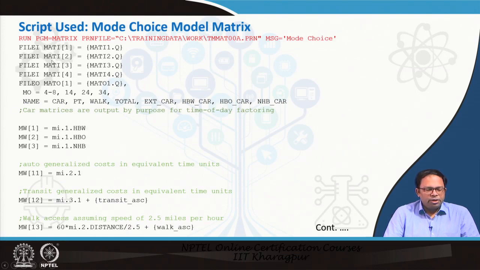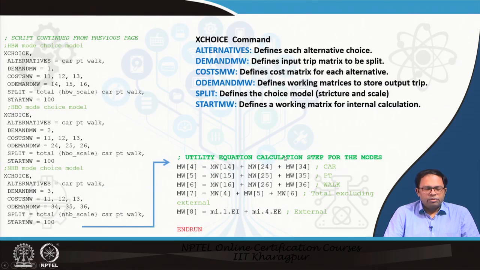This is the script used in mode choice, and as you can see, we generate the cost equivalent of time. These are some of the factors which are already given. For transit we do that, for walk we do that. So we develop costs for each of these, we convert time to cost. And here is the actual mode choice command, which is an XCHOICE command. The first part is defining the alternatives, where we define each alternative choice. We are doing this XCHOICE 3 times, once for each trip purpose.